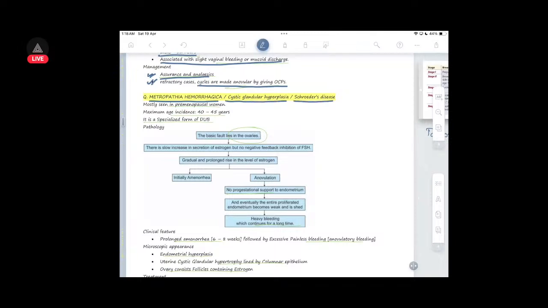Schroeder's disease is mostly seen in premenopausal women. Maximum age is 40 to 45 years. It is a specialized form of DUB. So the basic fault lies in the ovary.